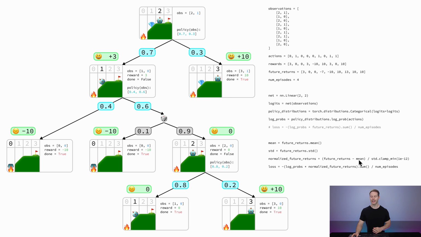Now the question is, how can we subtract by a value and divide by a value and still expect to get a gradient pointing in the same direction? So first, let's look at subtracting by the mean. What this essentially is doing is subtracting all our future returns by the same value. So for example, if the mean of our future returns is 5, that's the same as saying, let's add a reward of negative 5 to the end of all of these paths.